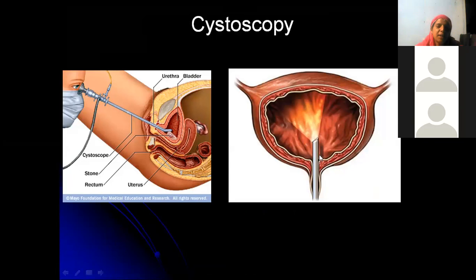Cystoscopy, it's a technique where we visualize the internal structure of urinary bladder.